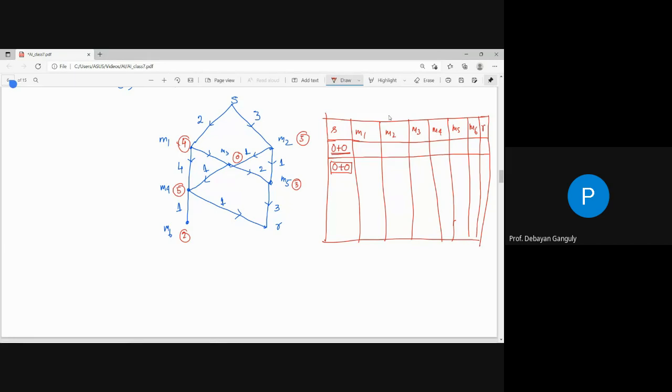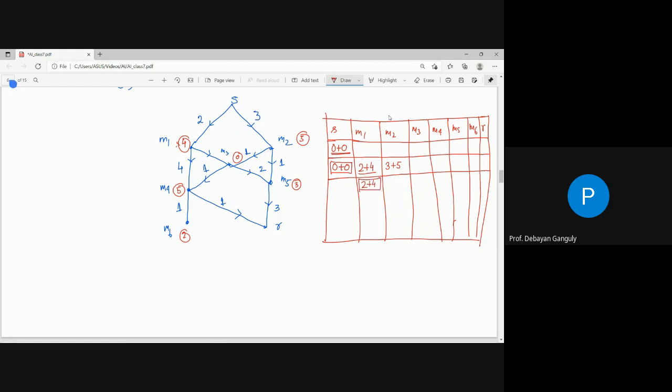When you want to reach M1, it will take 2, that is the cost from S to M1, and the heuristic is 4. So we can write 2 plus 4. And when I go to M2, the cost from S to M2 is 3, and the heuristic is 5. So 3 plus 5. If I add these, 2 plus 4 is 6 and 3 plus 5 is 8. The 2 plus 4 is less than 3 plus 5, so I can select this particular M1 node because it has the minimum cost with the heuristic.